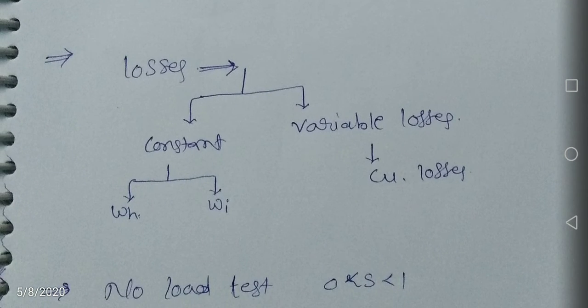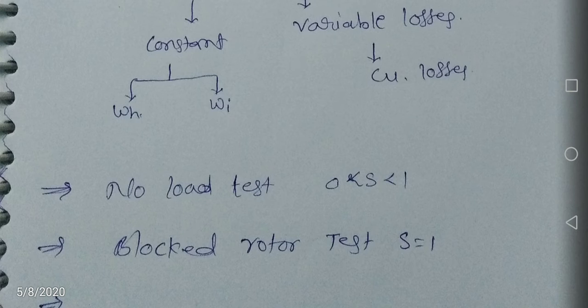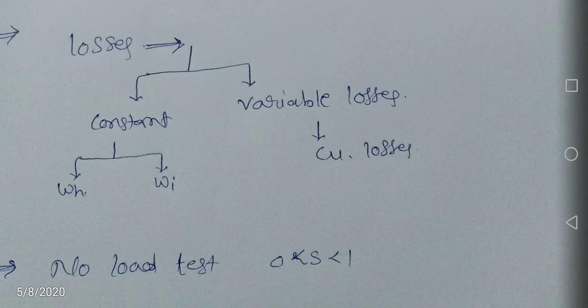Losses in machine: constant losses and variable losses. Constant losses are of two types. One is hysteresis and eddy current losses. The variable losses are copper losses only. So these variable losses exist in the stator and rotor, but constant losses exist only in the stator.